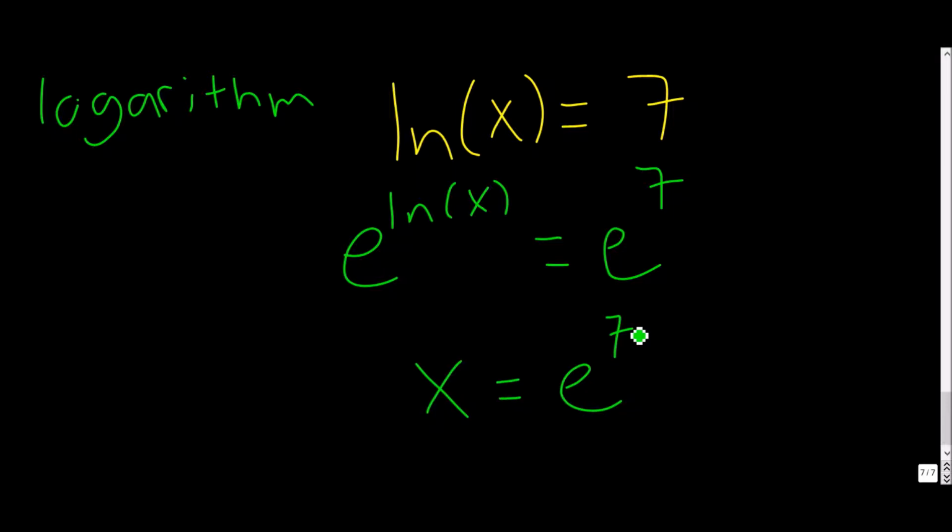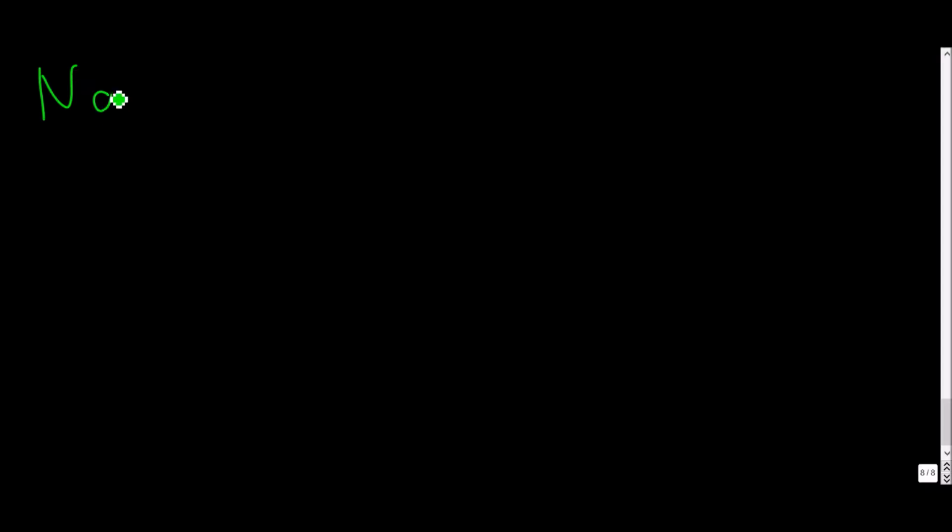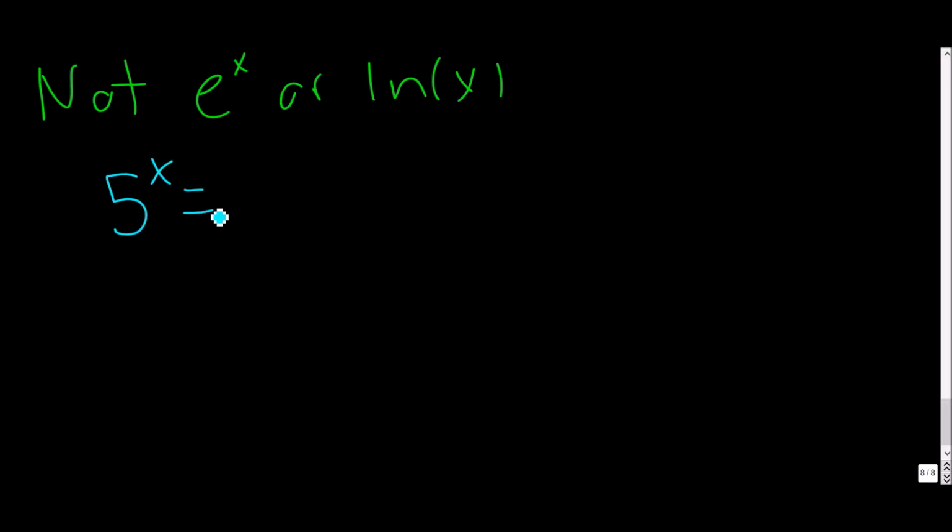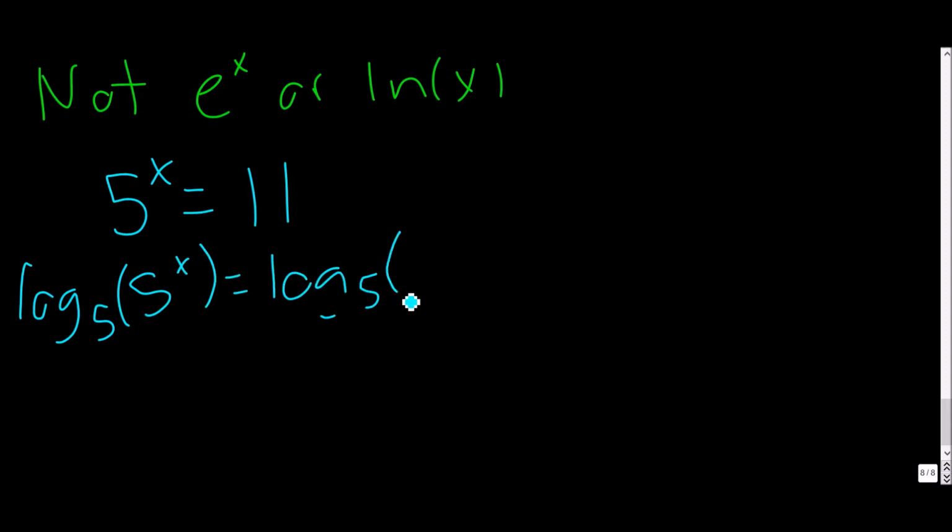Now these work the same for other types of logarithms. Let's say it's not e to the x or natural log of x. You could see things like 5 to the x equals 11. Well, we would do the log base 5 of both sides, and you would just end up with x being the log base 5 of 11.